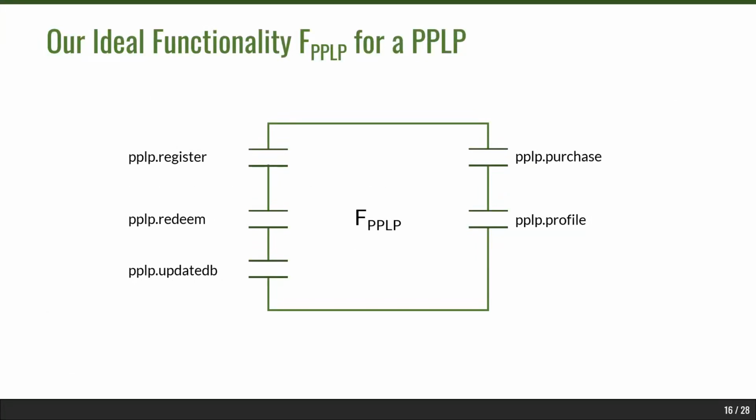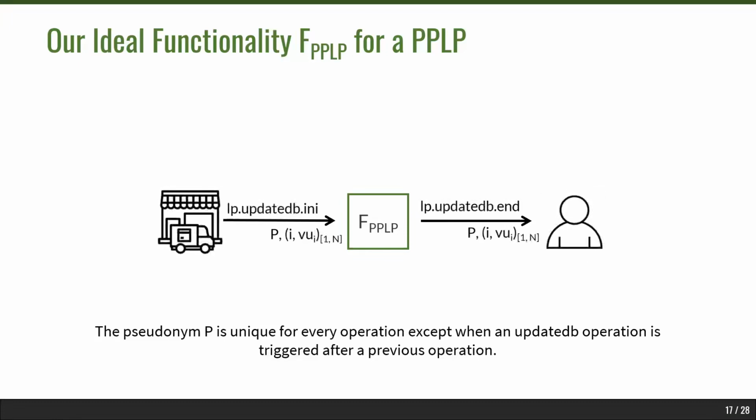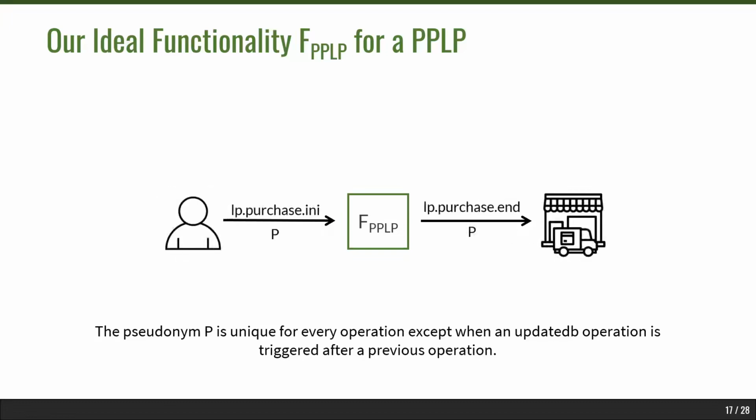And now we come to the ideal functionality for our loyalty program, where we have 5 interfaces. We use a unique pseudonym P for every operation except an update DB operation between a buyer, a vendor, and the ideal functionality for this loyalty program. We do this to allow for unlinkability. First, we have a register interface where the buyer can register with a vendor for a loyalty program using a pseudonym. And then we have an update DB interface where the vendor can update a buyer's copy of its database. We also have a purchase interface where a buyer can make purchases with the vendor.